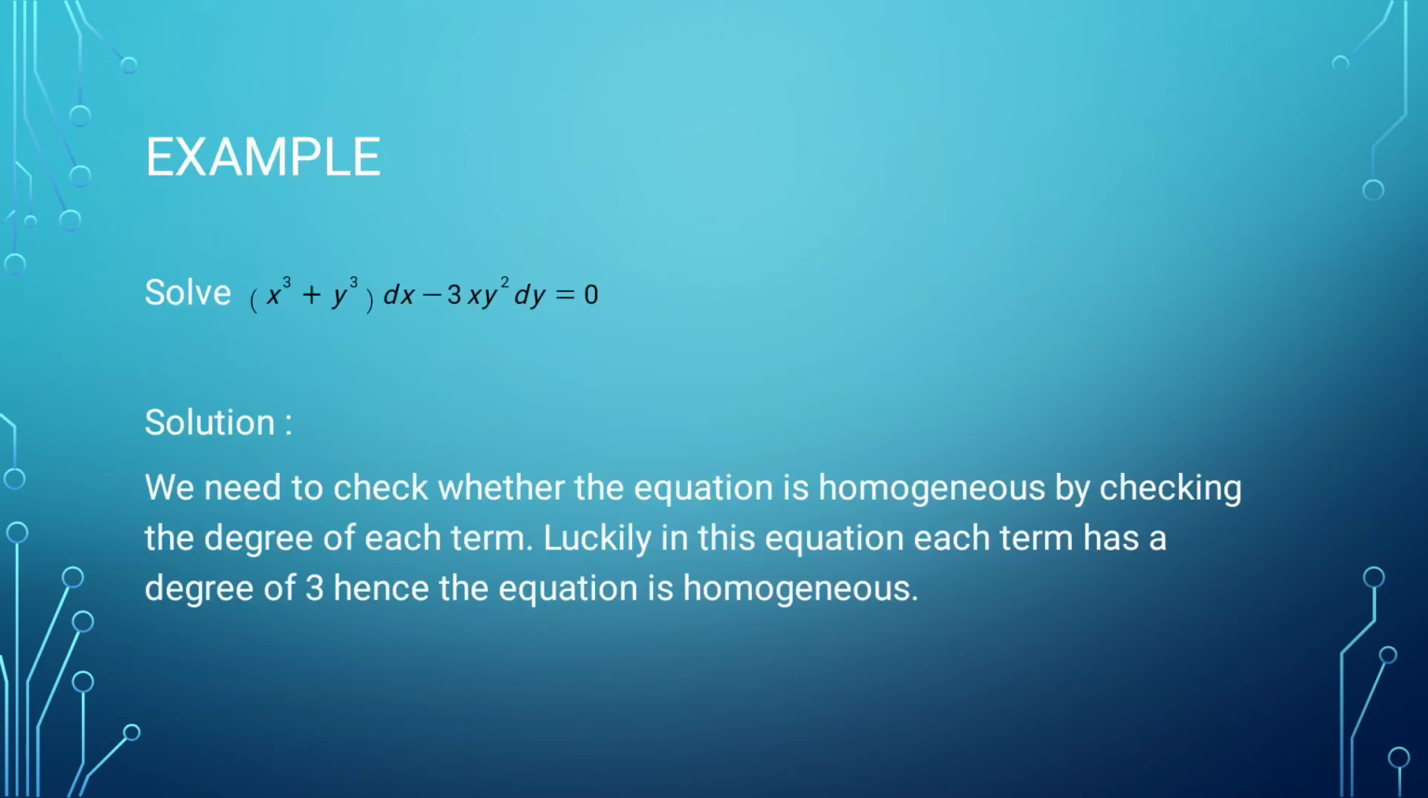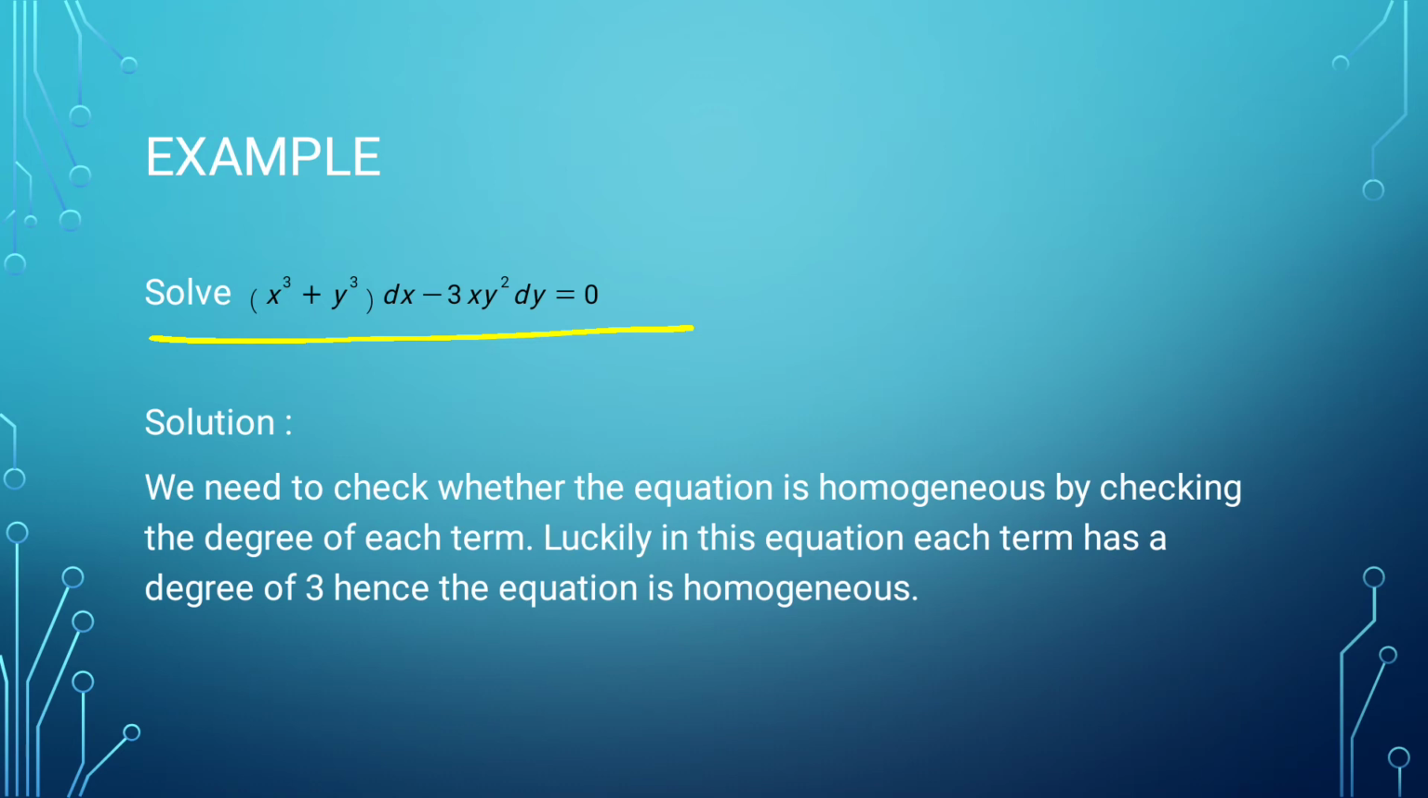Let's look at an example. Suppose we are trying to solve this: (x cubed plus y cubed) dx plus 3x y squared dy equals 0.